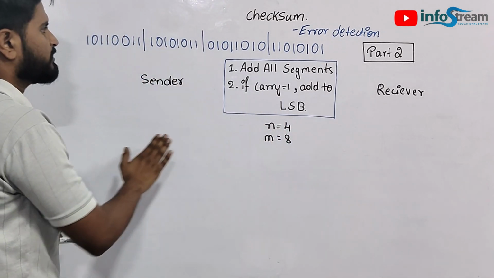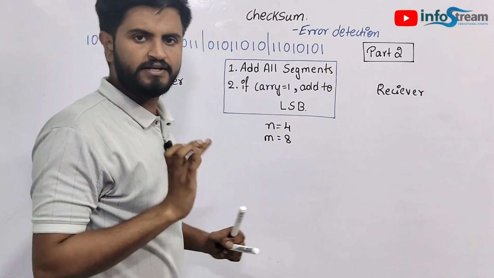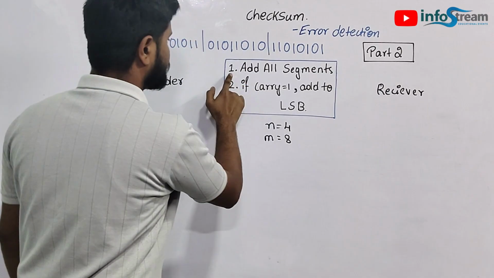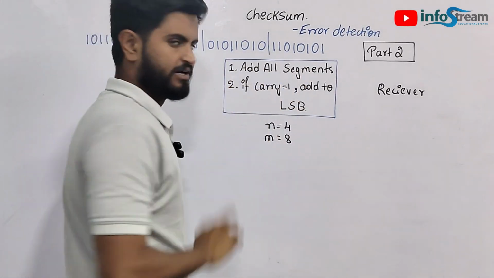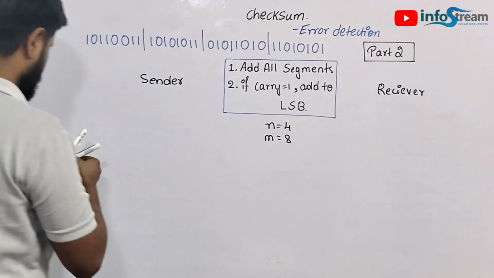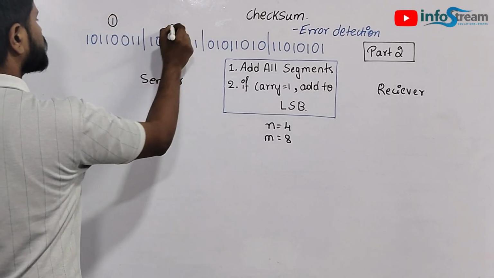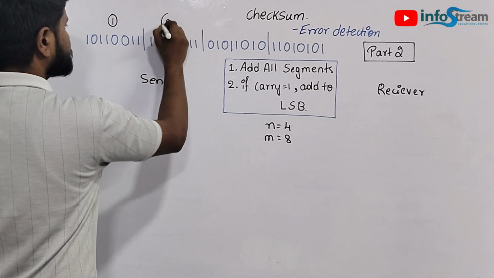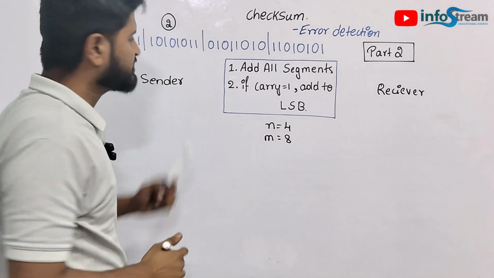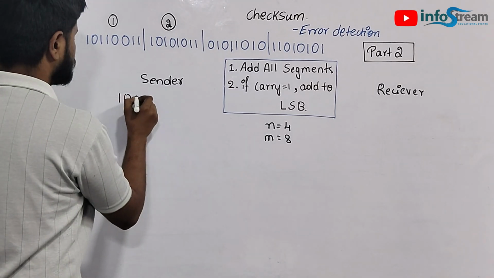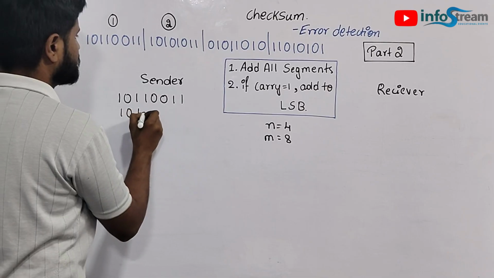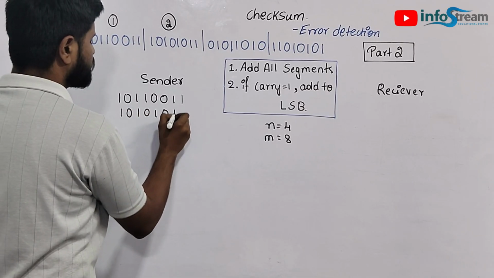How to solve this problem: as the heading tells, check the sum. Checksum means check the sum. The first step is to add all the segments. Here we have 4 segments or 4 frames. First let's add them, taking 2 in a batch. This is the first batch. This is the first one and this is the second one, so 2 segments I will add. 1 0 1 1 0 0 1 1. Next, 1 0 1 0 1 0 1 1.